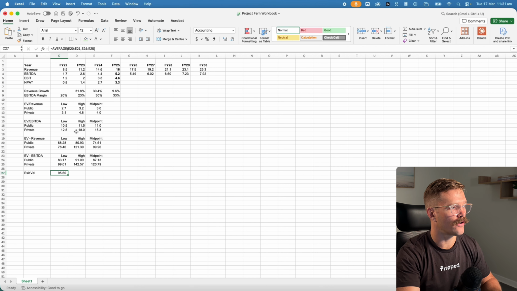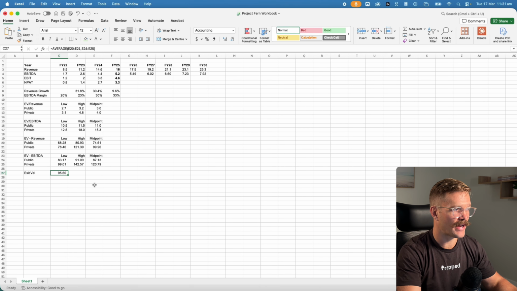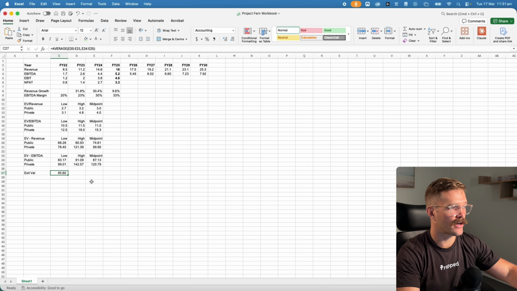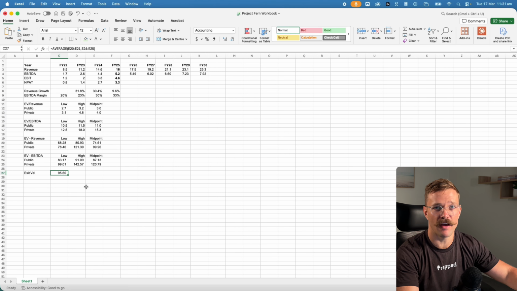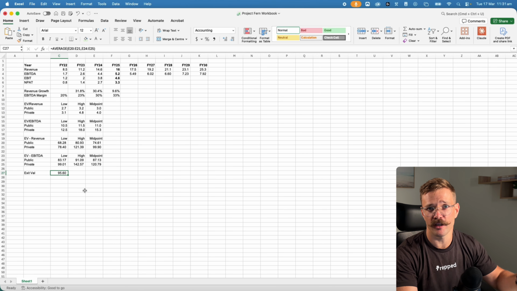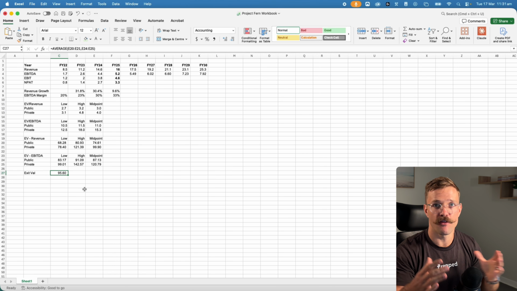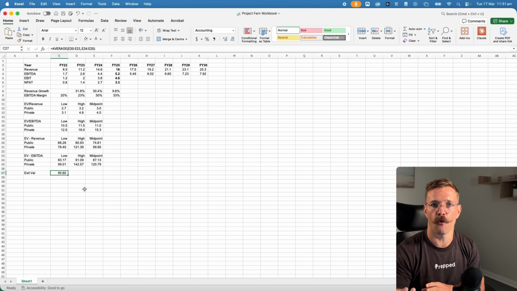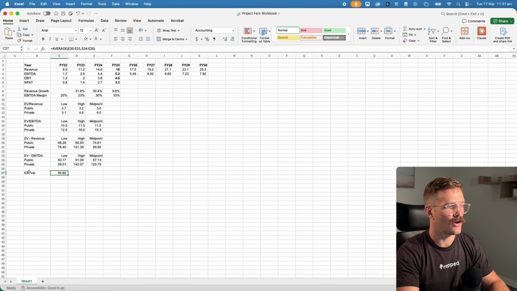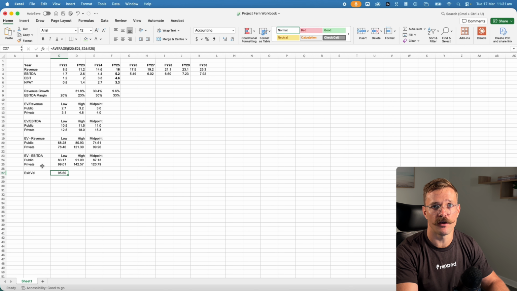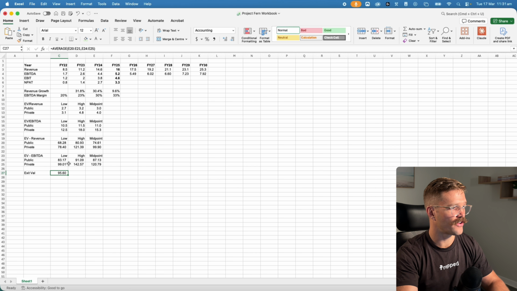So this is what the PE firm could expect to be able to get in the market when they look to exit the investment. The reason why we've got public and private is because they're the two exit opportunities for this particular company. Just because they're acquiring it through a private M&A transaction doesn't mean that's how they're going to exit. And so we've at least considered the public comparables there as well.